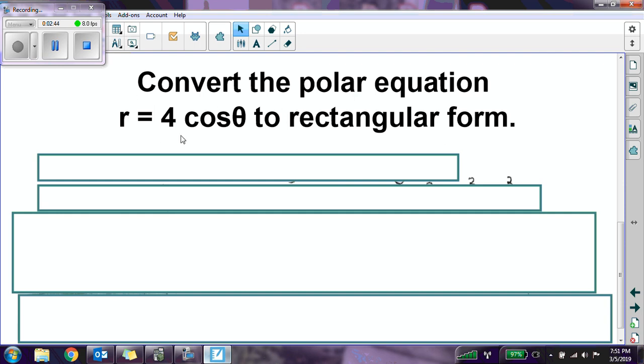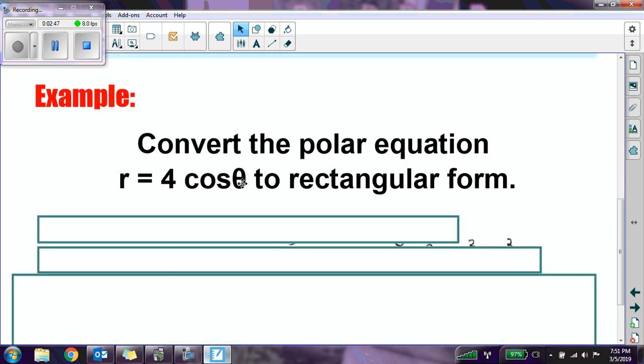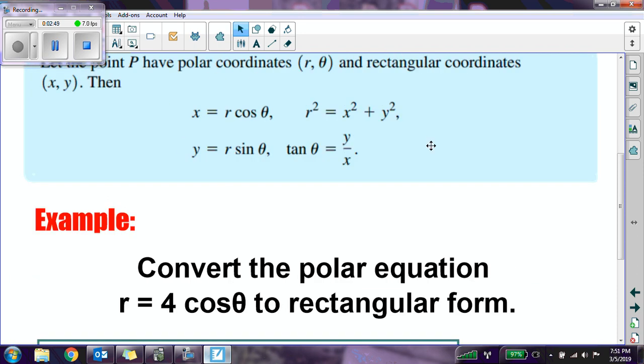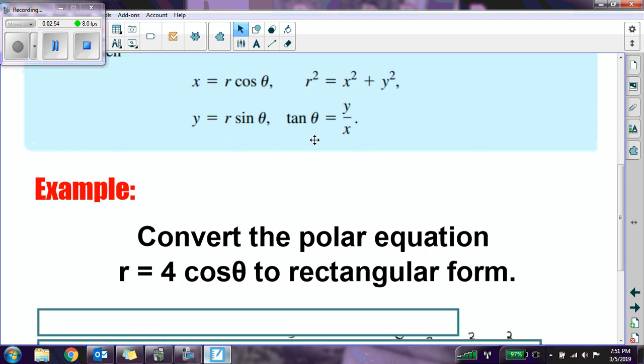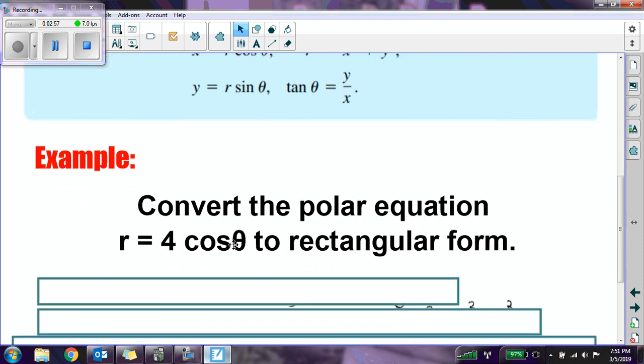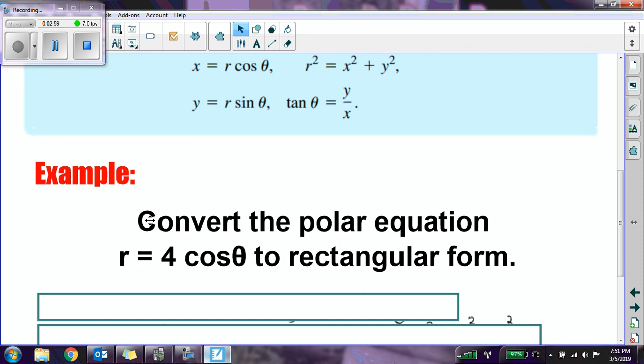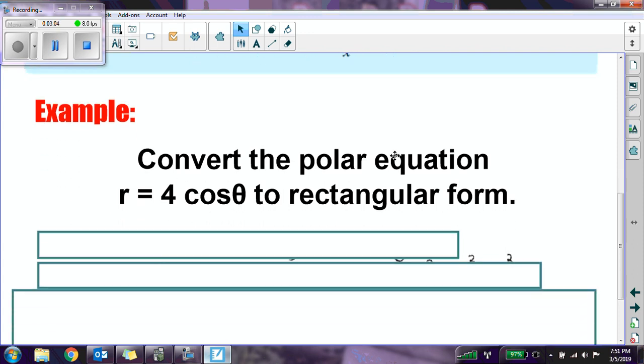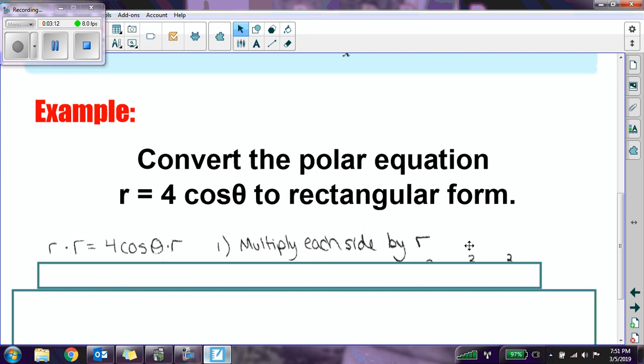To start out, we want to try and get this equation into one of these forms, so we can simplify and substitute away. This isn't something I would automatically think to do first, but what we're going to do is multiply each side of this equation by r. Because now, if we multiply each side by r, we end up with an r squared over here.